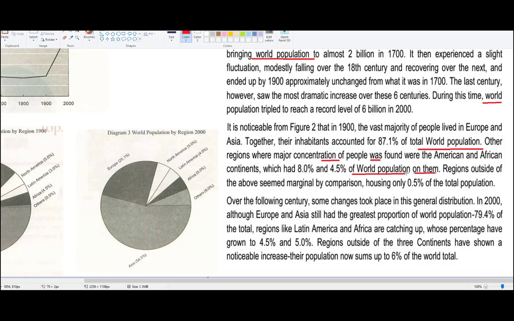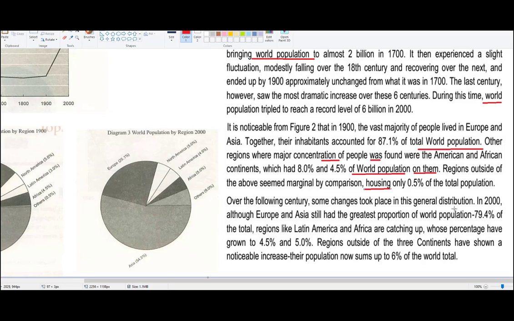And here we have this housing. Regions outside of the above seem marginal by comparison, housing only 0.5% of the total population. Housing is not the right word to be using here. Housing is like when you live in a house. It refers to accommodation. Contains 0.5% of the total population. Sure. Contains would be a better word.